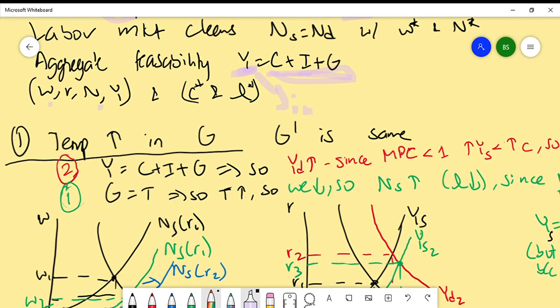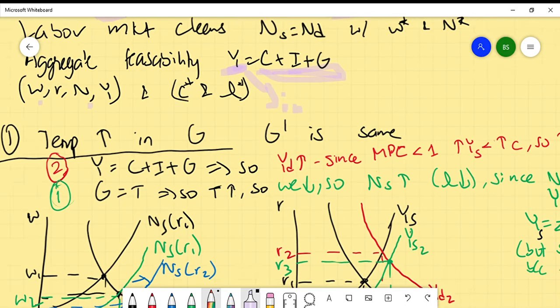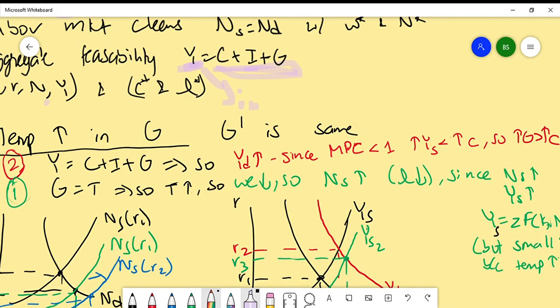And the first thing that we have is that G equals T. So if G increases, then T increases, which means that the tax that people have to pay increases, which means their lifetime wealth decreases. And since lifetime wealth decreases, two things happen. One is that we consume less, and also we work more and take less leisure, since we want to make up for that loss in wealth.